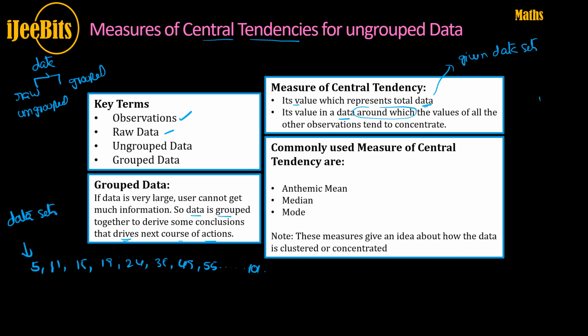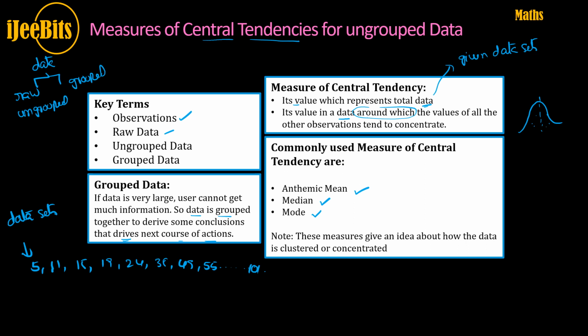Let's say I have a central value like this. Then how the rest of the data is concentrated around the central value is what I am trying to understand using measures of central tendency. What methods are available for doing this? The commonly used measures of central tendency are the arithmetic mean, median, and mode.